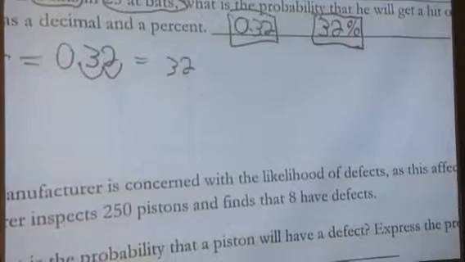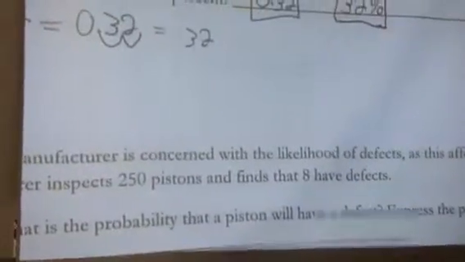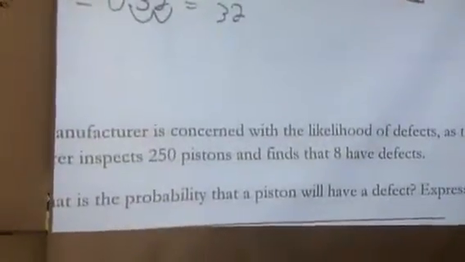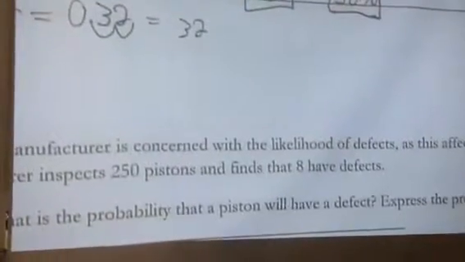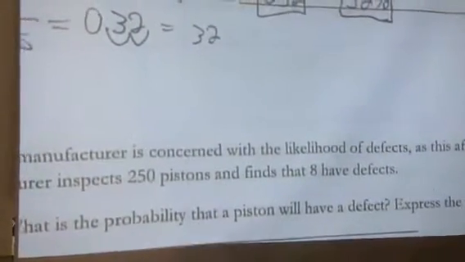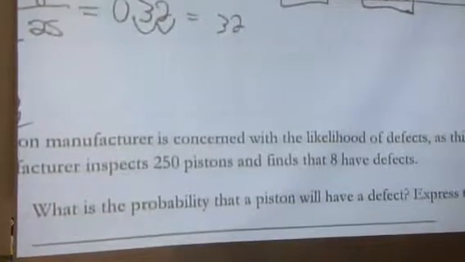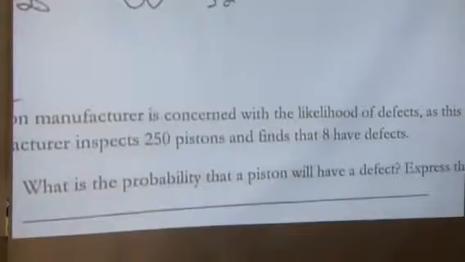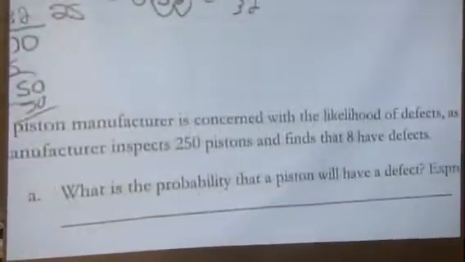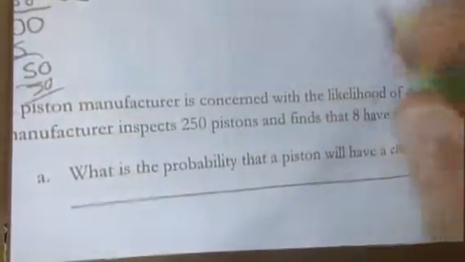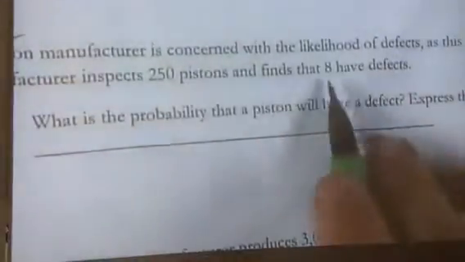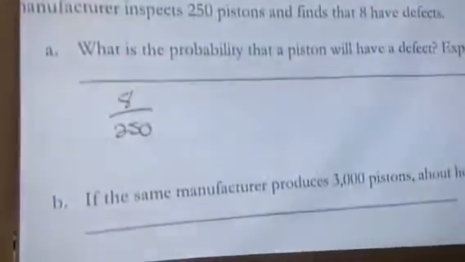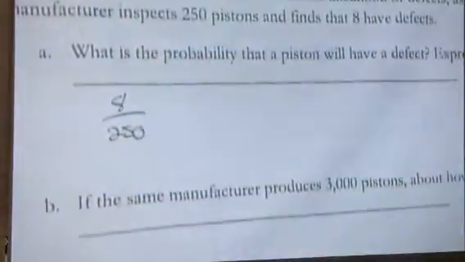We can do the same thing with number 6. A piston manufacturer is concerned with the likelihood of defects, as this affects costs and profits. The manufacturer inspects 250 pistons and finds that 8 have defects. What is the probability that a piston will have a defect? Well, we say the number of times an event occurs, so the number of times an event has a defect, so 8, divided by the total number of trials, which is 250. All I've got to do is divide 8 by 250.